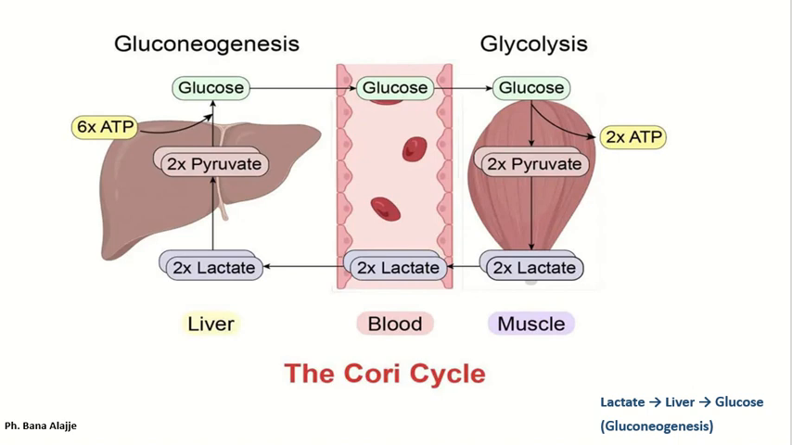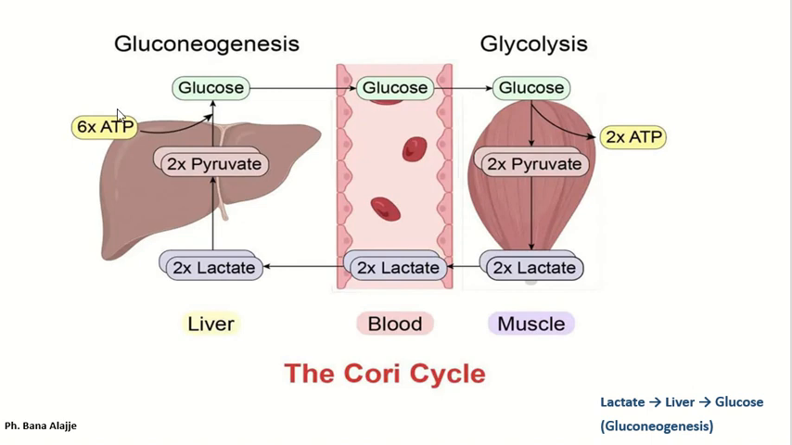This diagram illustrates the Cori cycle. So we have two different processes, glycolysis and gluconeogenesis, in the muscle and in the liver. In the muscle, glucose is converted into lactate during glycolysis. The lactate then travels through the blood to the liver. In the liver, lactate is converted back into glucose through a process called gluconeogenesis, and the glucose returns to the bloodstream. Metformin acts at this step.